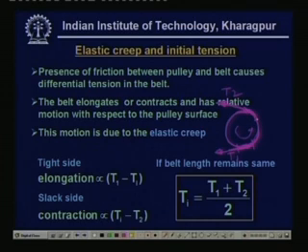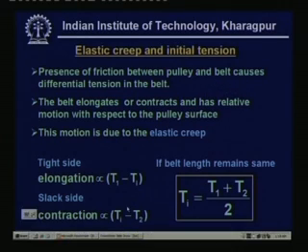One thing I did not mention: when it is leaving here, the velocity is not v 1, it is a lower velocity, say something like v 2. So this velocity is lower than the velocity at this one. This relative motion of the belt is caused by what we are considering as the elastic creep.